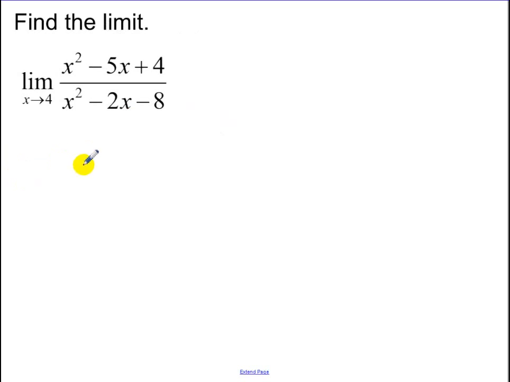Next example. Notice when you plug in 4 on the bottom, we would get 16 minus 8, which would be 0. So I would have 0 on the bottom. We can't have that. So a lot of times with rational functions, what you need to do is first manipulate this and factor it. So let's try and factor first.